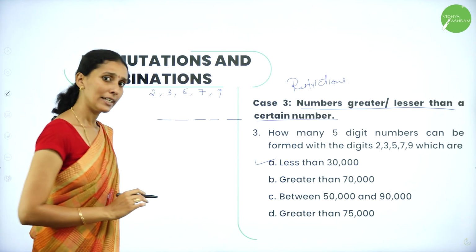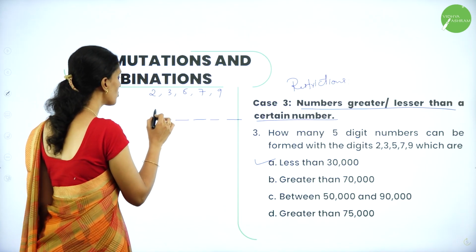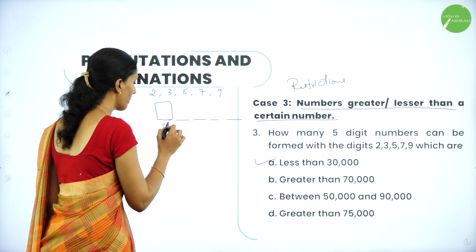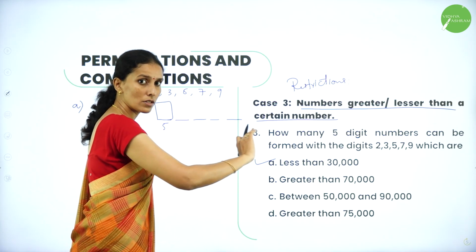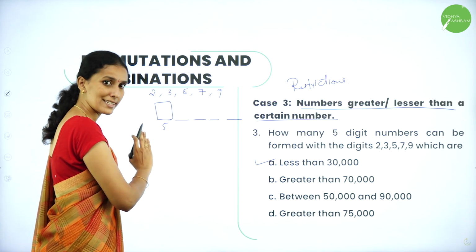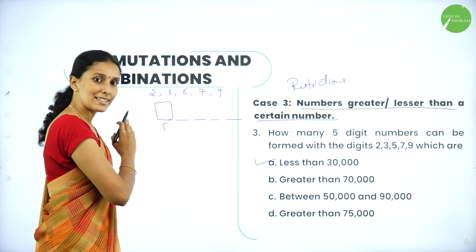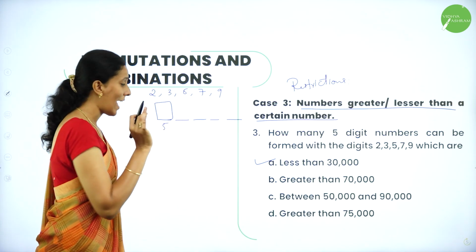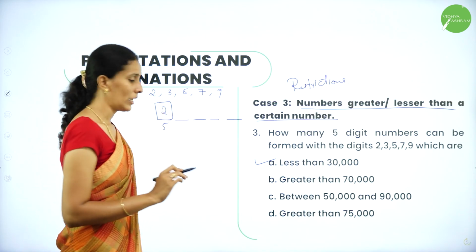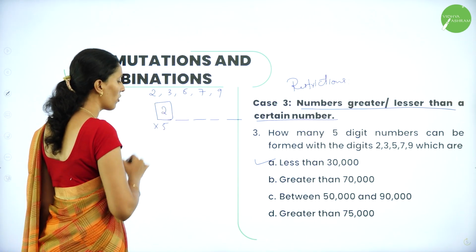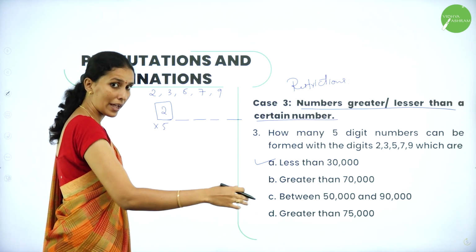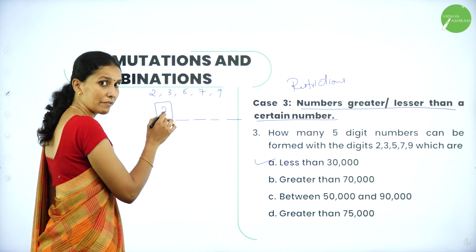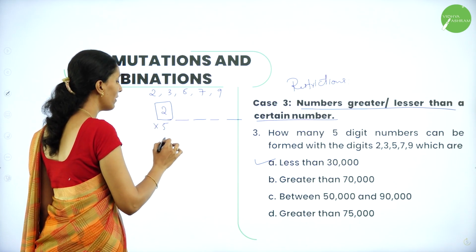So, less than 30,000 means the restriction is in the first place. Suppose if you write 5 here, all the series starts from 50,000 and so on. If I write 7, all the series starts from 7. If I write 3 also, it starts from 3. But my question is less than 30,000. So the only choice I have here is 2. I cannot fill 5 here, because the series starts from 5, and it will be greater than 30,000. So this cannot happen. The only choice I can have is 1. So in this place, I have only one choice.